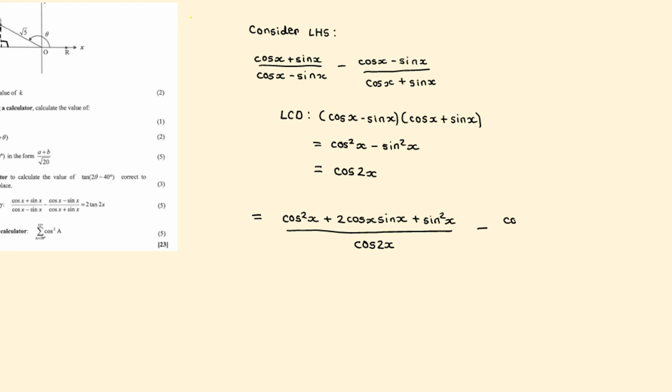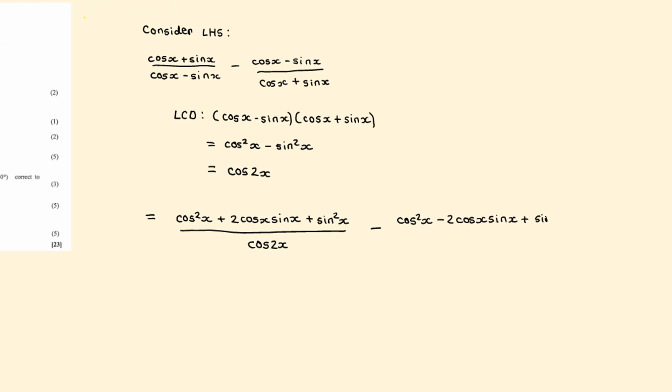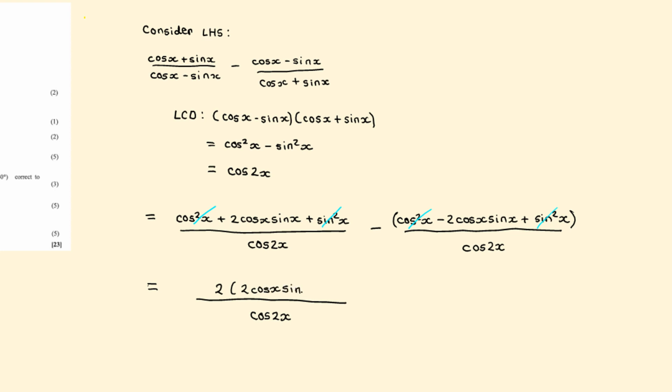Okay. Same thing with the second fraction, that will give us cos squared x minus 2 cos x sine x plus sine squared x divided by cos 2x. Okay. Now the denominators are the same, so if we distribute the minus into the second fraction, you'll get minus cos squared x, which will cancel, and minus sine squared x, which will cancel with the plus sine squared x in the first bracket.